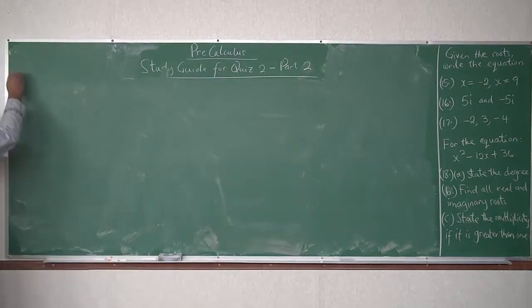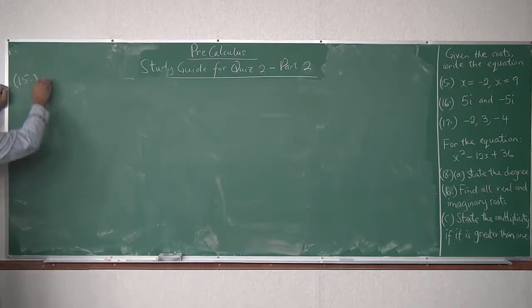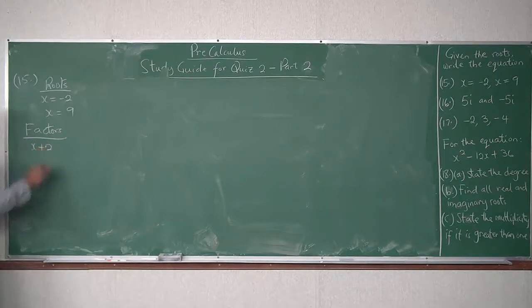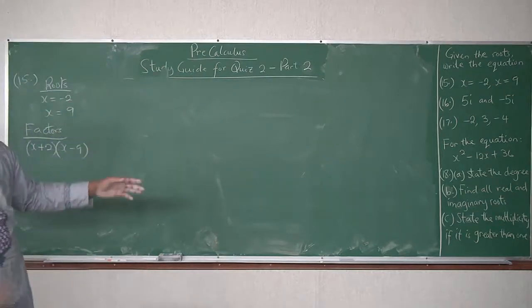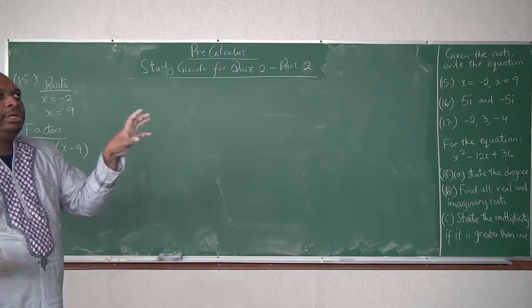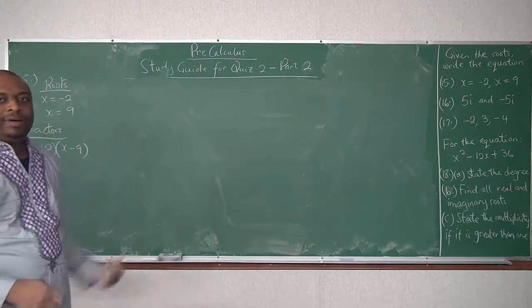In 15, we have the roots: x equal to -2, then x equal to 9. What are the factors? Now these are the roots, but what are the factors? The factors are x plus 2 and x minus 9. Remember, in the previous one we did, they gave us the factor and we had to find the root. If they give you the factor, just set it equal to 0 to find the root.